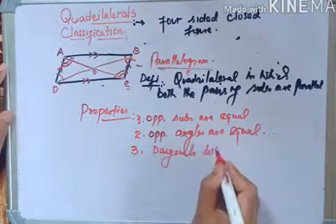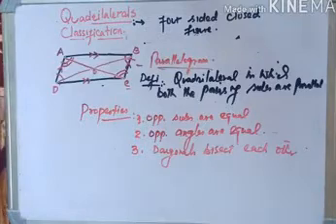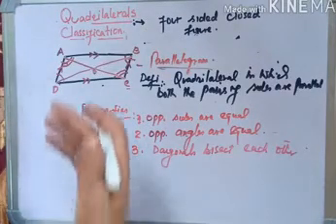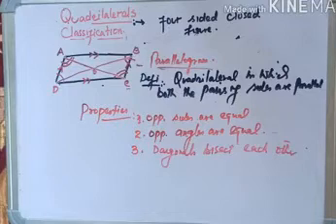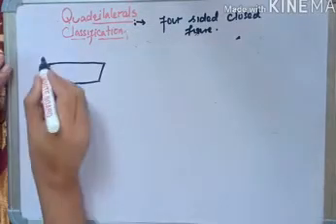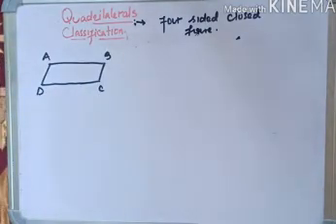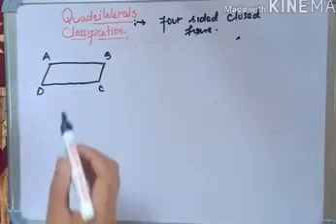Diagonals bisect each other. These are some of the properties of parallelograms. Let's talk about this parallelogram in some more detail. Say, for example, ABCD is a parallelogram. Now you know what a parallelogram is: a quadrilateral in which both the pairs of sides are parallel. We also discussed various properties. The first property was opposite sides are equal, then opposite angles are also equal, then diagonals bisect each other.